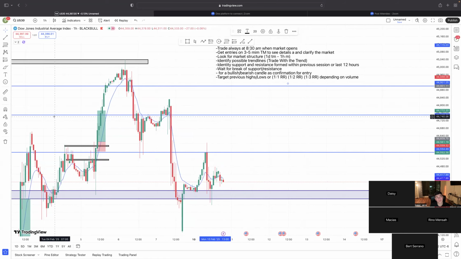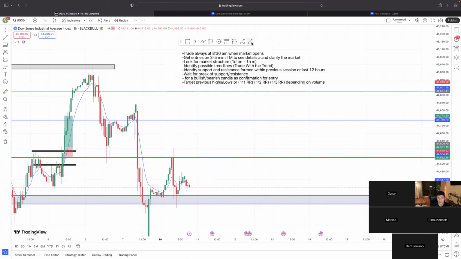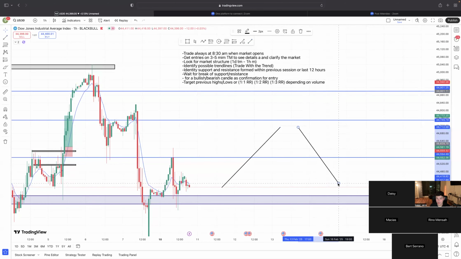Okay, so the second confirmation that I always look for in trading is market structure. And market structure is basically the market telling me if we are bullish or we are bearish. Okay, so back at it again, this is bullish and this is bearish.